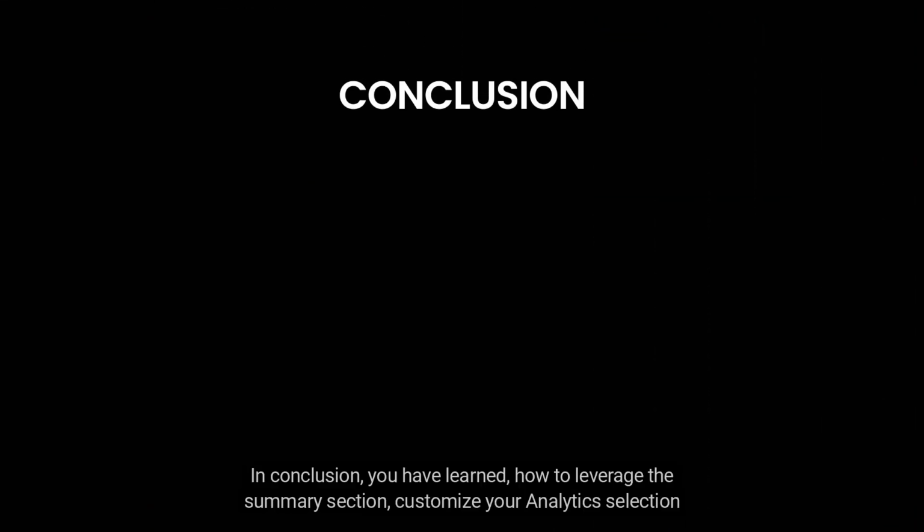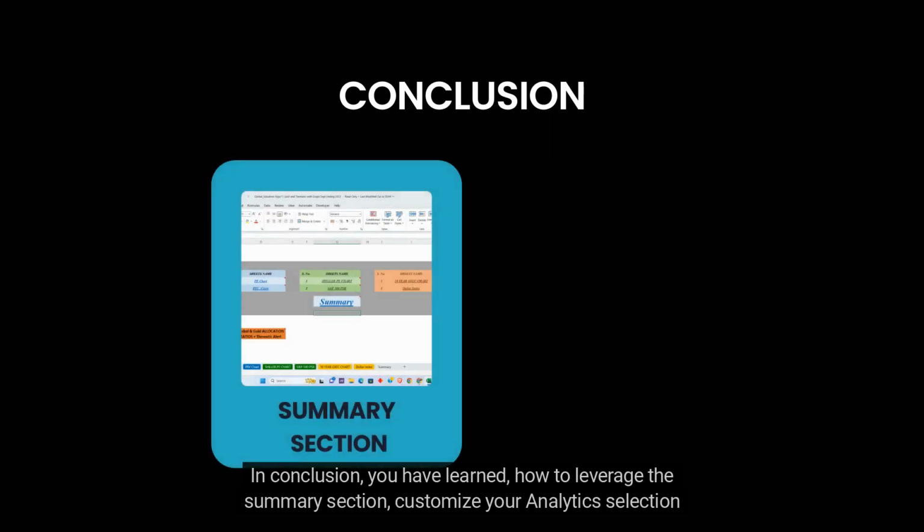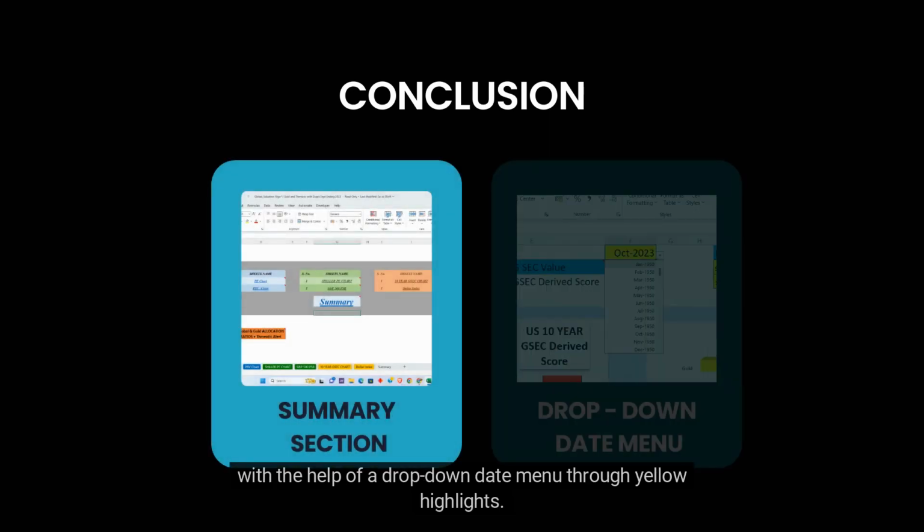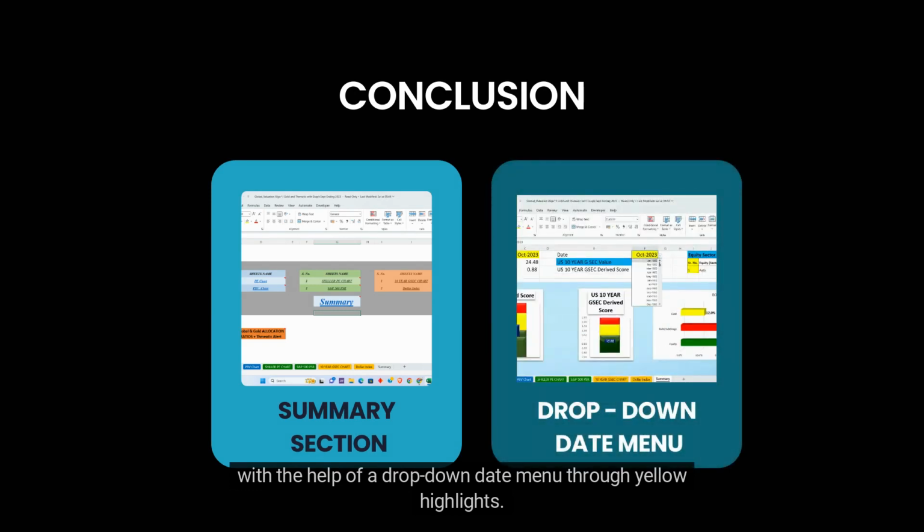In conclusion, you have learned how to leverage the summary section, and customize your analytics selection with the help of a drop-down date menu through yellow highlights. Now, go ahead and use it more often for a better grip.